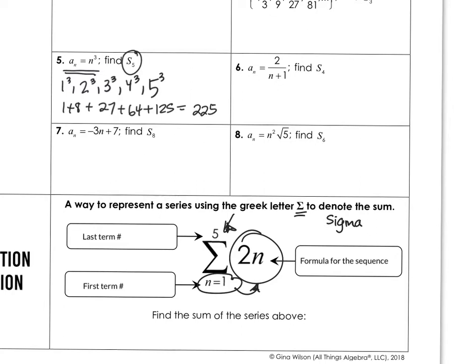That's what it means. So here, if I plug in 1, we get 2. If I plug in 2, I get 4. If I plug in 3, I get 6. For 4, I get 8, and for 5, I get 10.